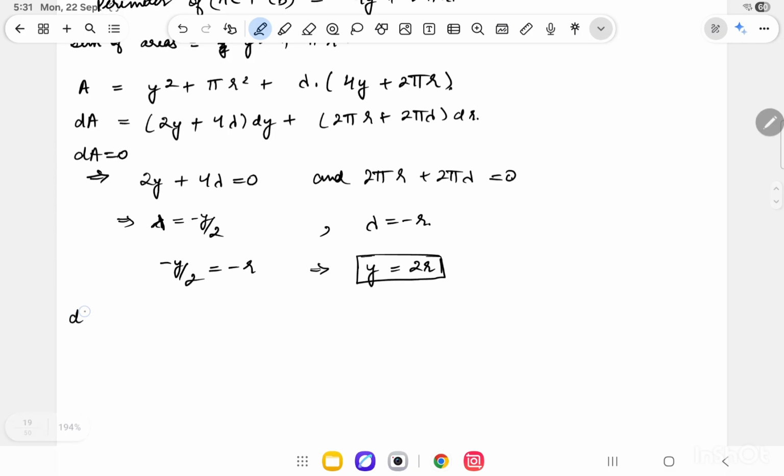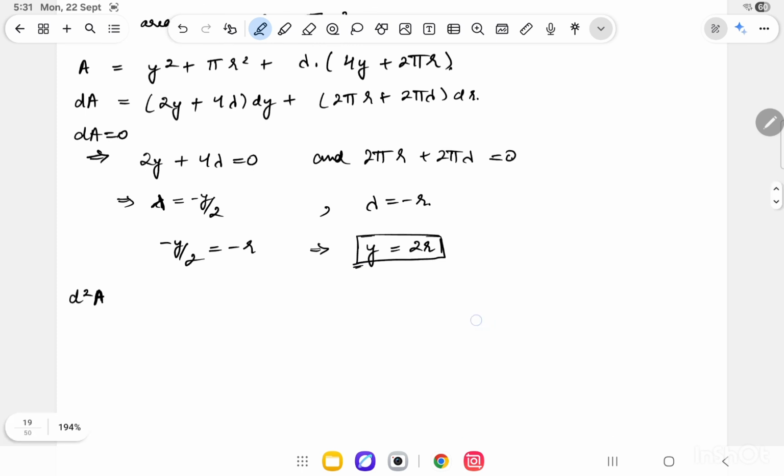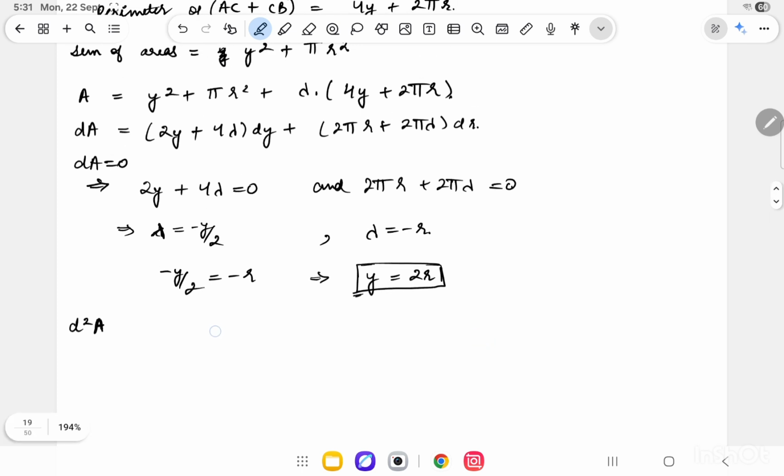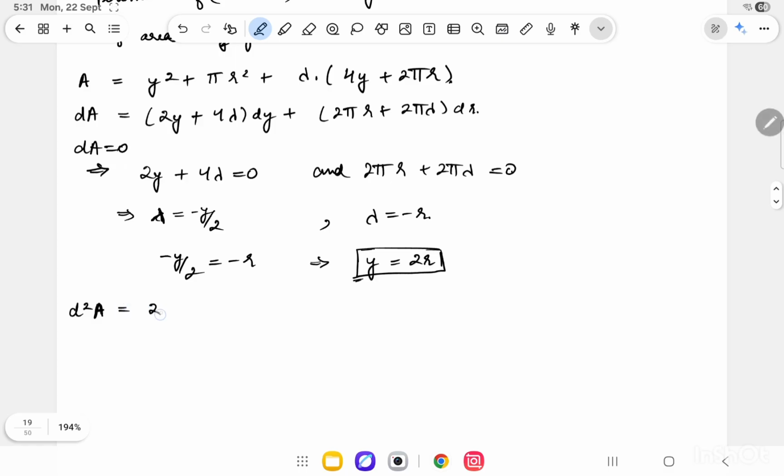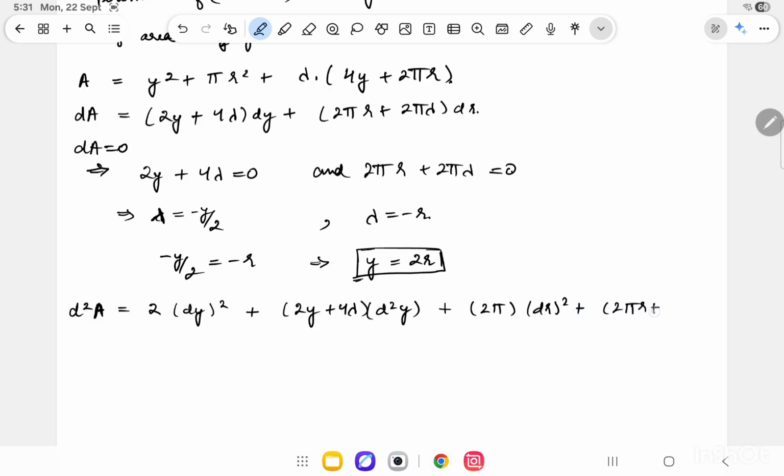let's just take the double derivative of area, that is the A function that we formed, and see if these relations take us somewhere. So that will be basically d square A equals 2 into dy square plus 2y plus 4 lambda into d square y plus 2 pi into dr square plus 2 pi r plus 2 pi lambda into d square r.